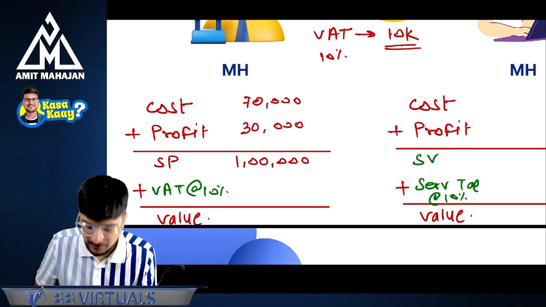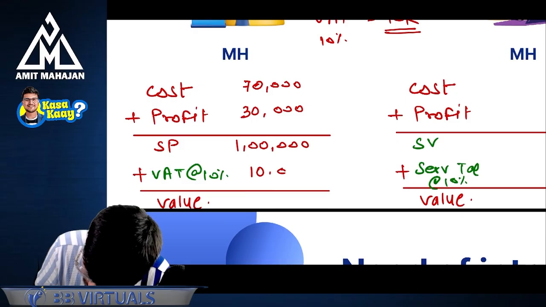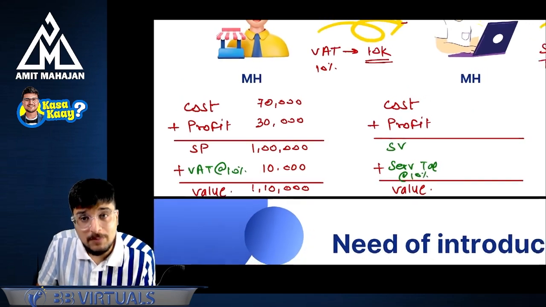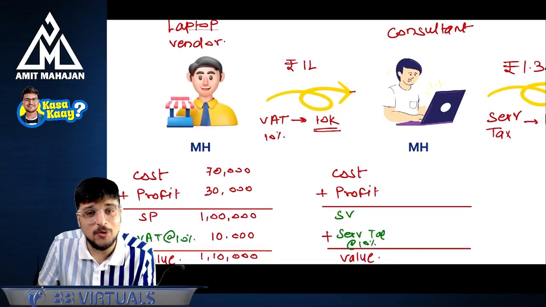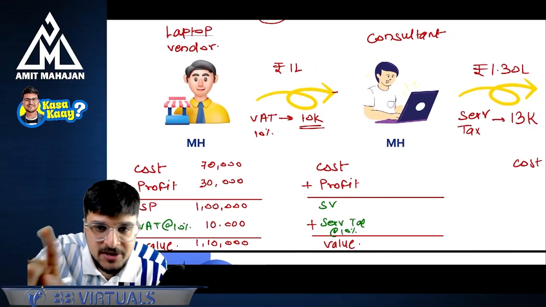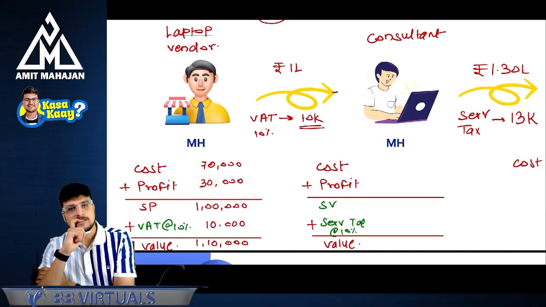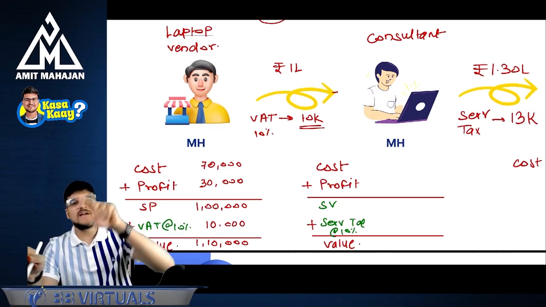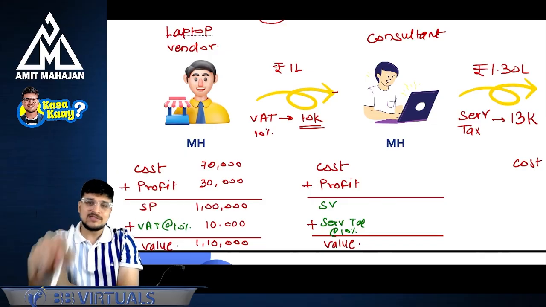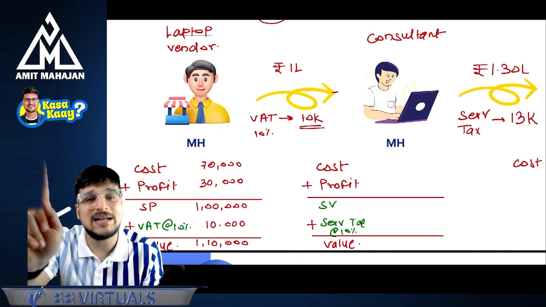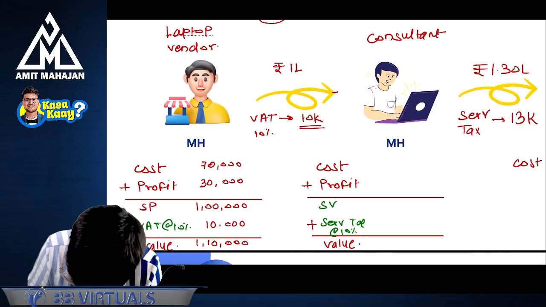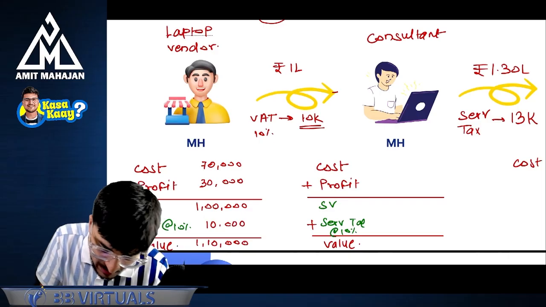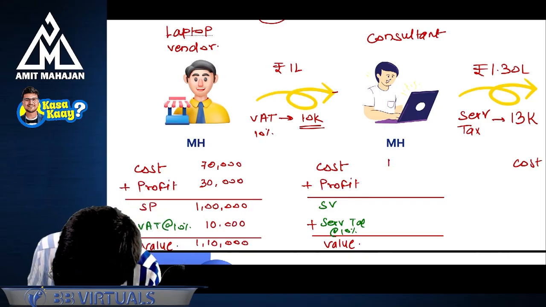Perfect. He will charge VAT to it. So 1 lakh 10,000. Okay. What will be the consultant's cost if the consultant is not going to get a credit of 10,000 rupees? Can you please tell me? If the consultant is not going to get a credit of 10,000 rupees, what will be the consultant's cost? The consultant's cost will not be 1 lakh rupees. The consultant's cost in this case will be 1 lakh 10,000 rupees. And the reason is, for this consultant, the credit of this 10,000 rupees is not available. And that's why it will become his cost. And the cost will be 1 lakh 10,000.